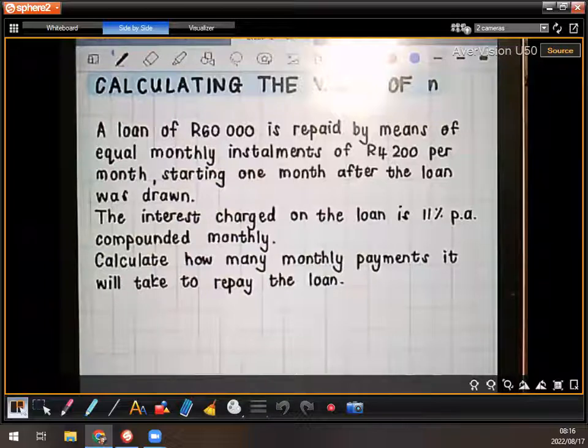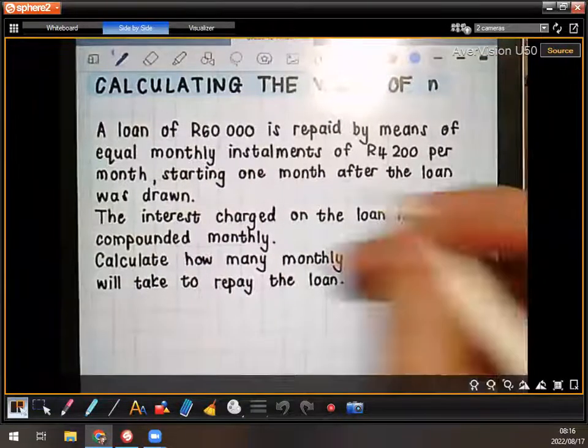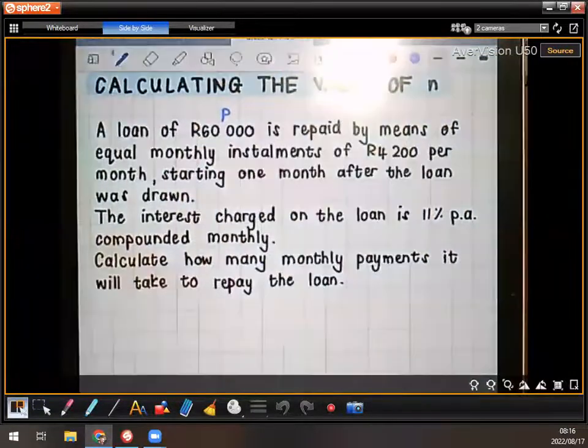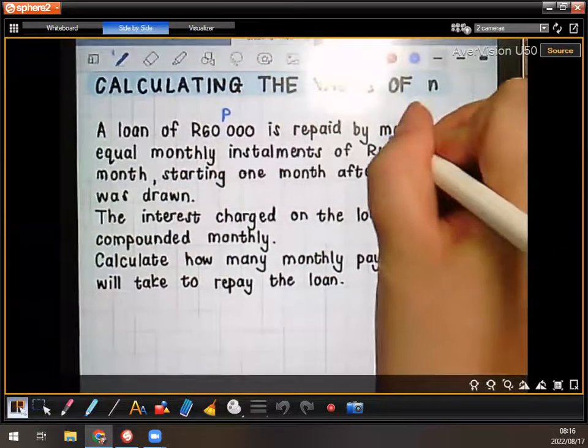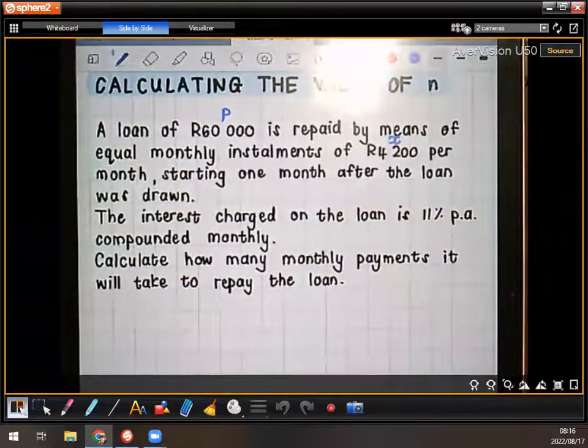Present value. They are telling you what the loan value is, 60,000. That is your P value. They are saying that you are making monthly installments of 4,200 Rand. That is X, right? So this 60,000 Rand is your present value. The monthly installment amount is X. Now, guys, again, start 1 month after the loan was drawn.